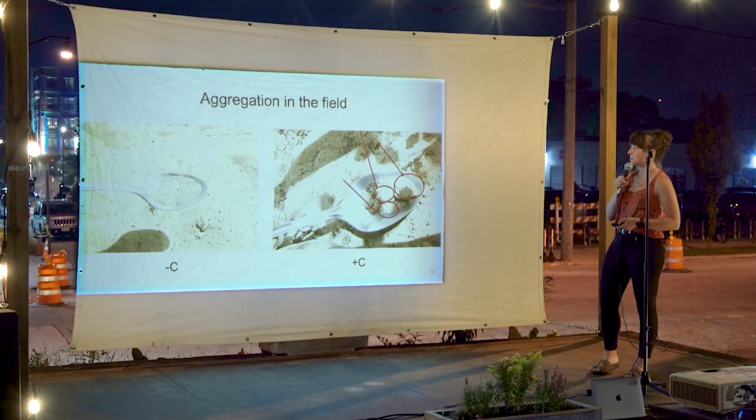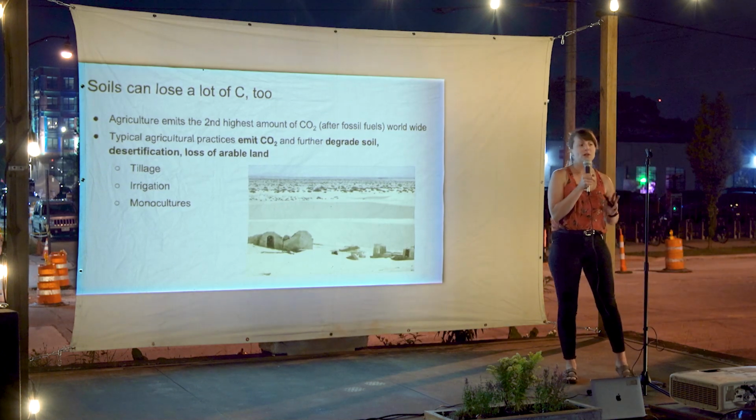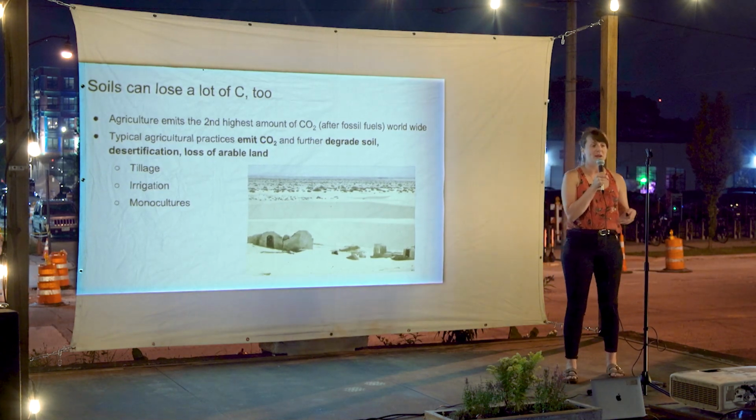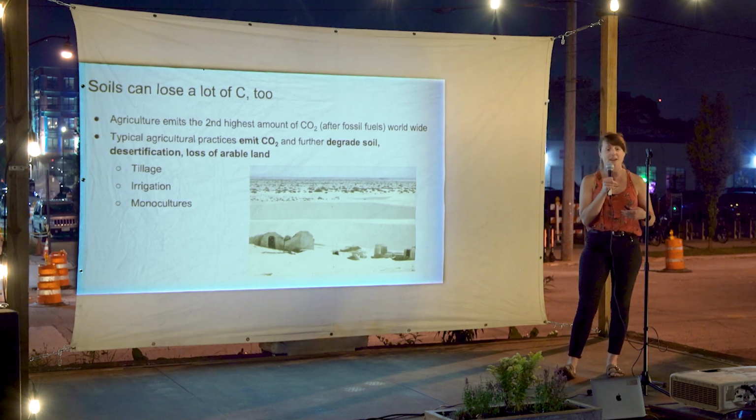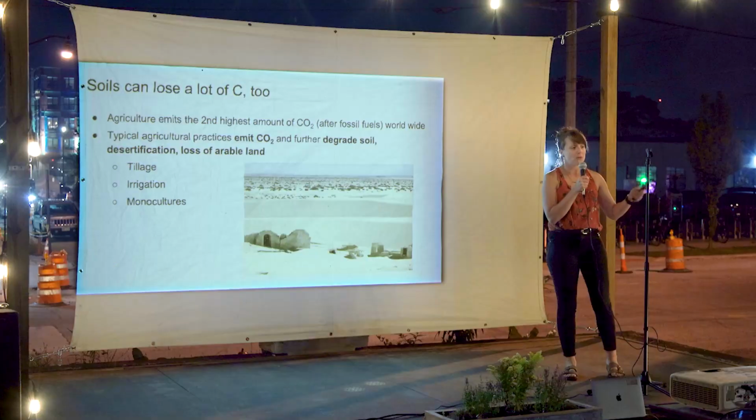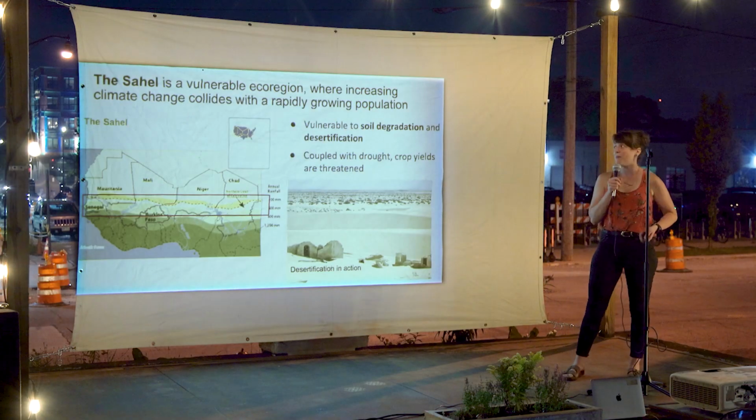So unfortunately, soil can lose a lot of carbon too through mismanagement and actually pretty common agricultural practices like excessive tilling and mechanized agriculture, also irrigation and monoculture. And this can be pretty bad. This can cause things like desertification, extreme soil degradation that we really can't get back in the same amount of time that we lost it, and just a loss of arable land overall. So bummer, not great.